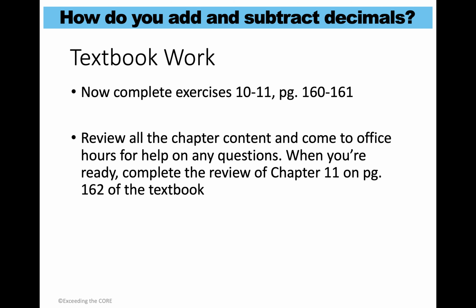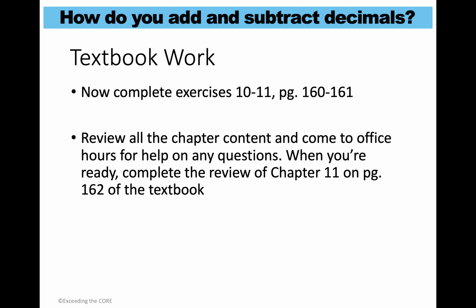So let's talk about what you're going to do from here. The last two exercises, exercises 10 and 11 on pages 160 and 161, have to do with this rounding of decimals to the tenths, hundredths, and thousandths place. So take some time now and complete those exercises. And then when you're done, review all of the chapter content again, come to office hours for any questions, rewatch all these videos, and when you're feeling ready, then you're going to go on and complete the review of chapter 11 on page 162 of the textbook. And then you're done with chapter 11.